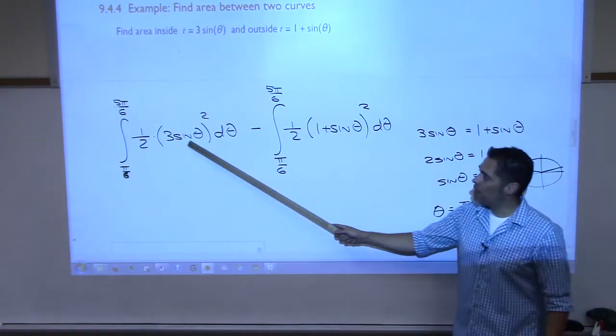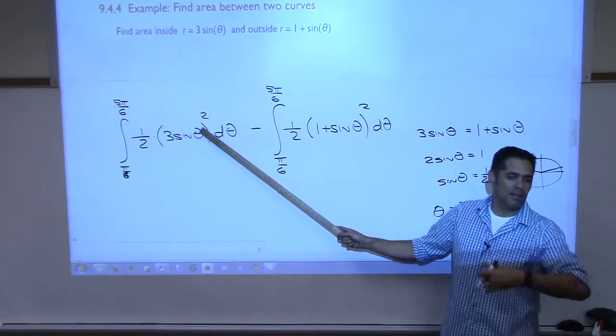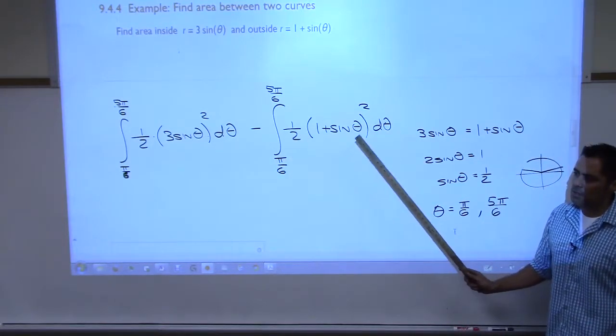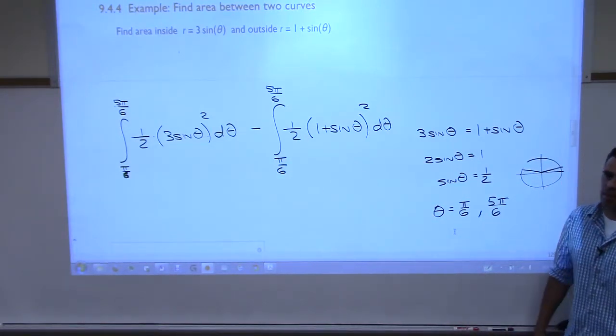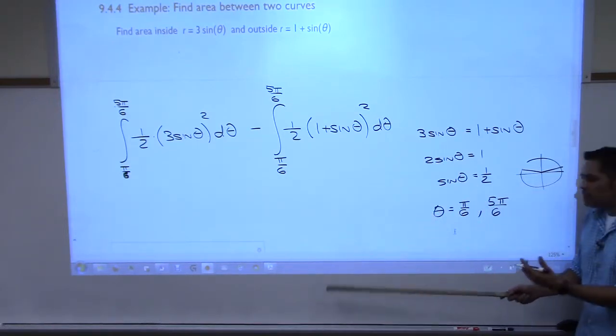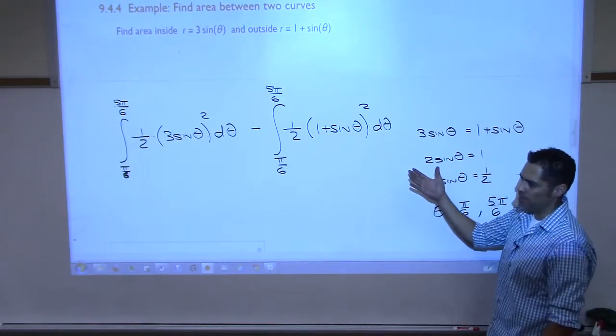This one, square it, right? It's a sine squared, power reduce. This one you'd have to FOIL it out. And you would get like 1 plus 2 sine theta plus sine squared theta. And you could integrate each one term by term. And then when you got to the sine squared, you would have to power reduce again. This is not trivial, but it's not difficult either. We could do that.